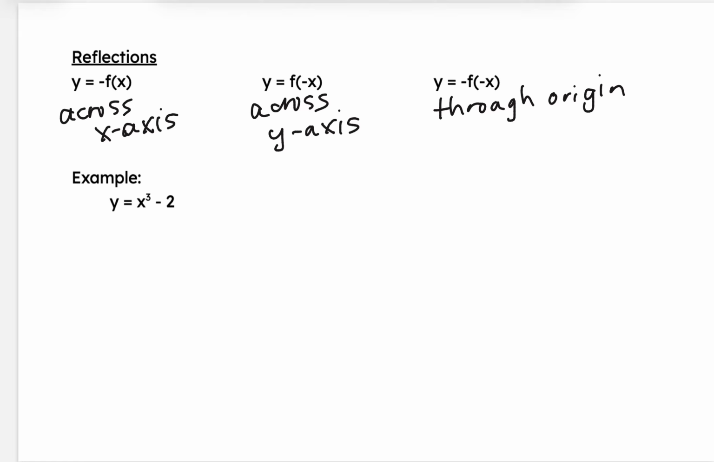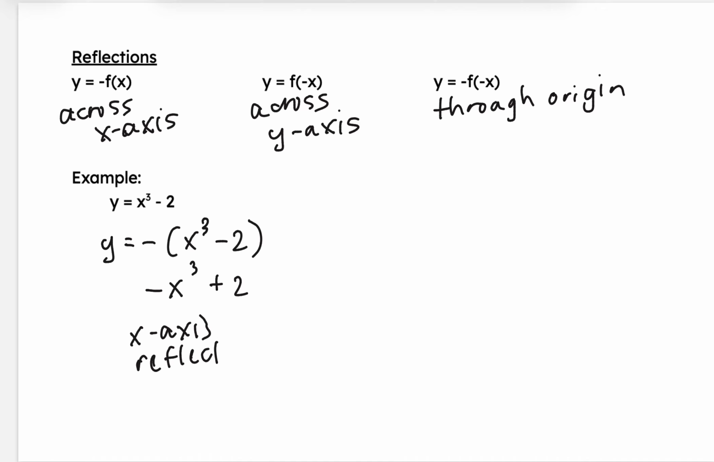Okay, so our example down here, we're going to look at x-axis symmetry and y-axis symmetry. So if we're starting with this function, and we had x-axis symmetry, or x-axis reflection, that would mean that we're going to do y equals negative x cubed minus 2. So that negative would end up distributing, so we'd have negative x cubed plus 2. So this would be across the x-axis. So this would be an x-axis reflection.